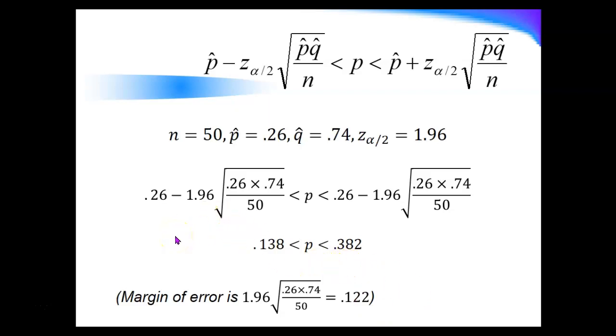So I'm going to end this video right here and then pick it up in part 2 for another example of this kind of thing, confidence intervals for a proportion, and then we'll also talk about sample size, how big a sample you need when you're trying to estimate a proportion.